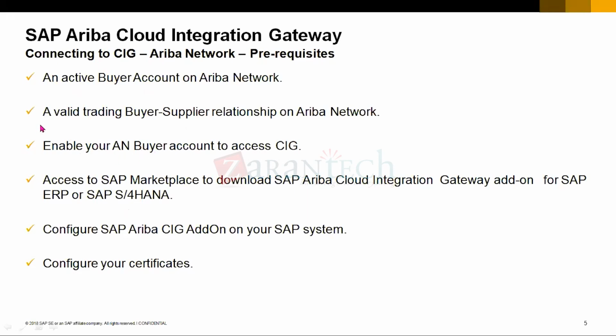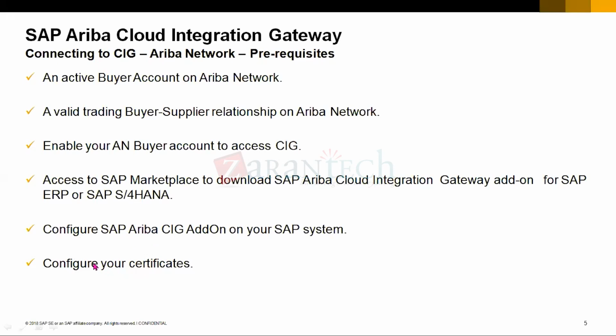All right. And a valid buyer supplier relationship on the Ariba network. This is mainly applicable for the P2P solution. That means your P2P solution should be in place. Then we have to enable our Ariba network buyer account to access CIG. These are the general things, and access to SAP Service Marketplace to download the Ariba CIG add-on for our ERP or S/4HANA. This is a common thing that we did earlier as well. And configure the SAP Ariba CIG add-on. This is actually the next step activity, not a kind of prerequisite.